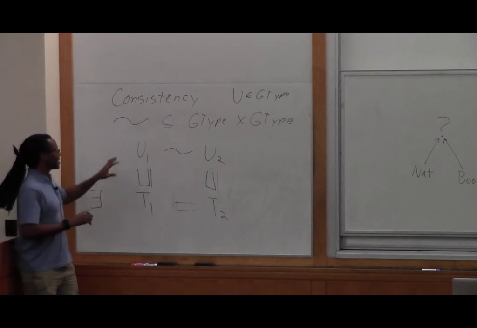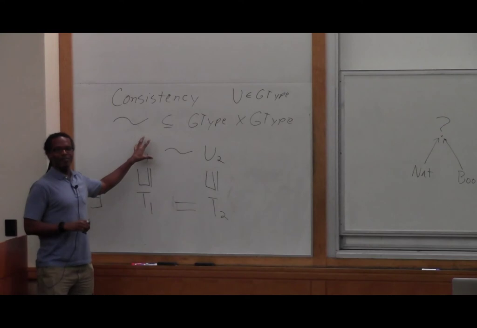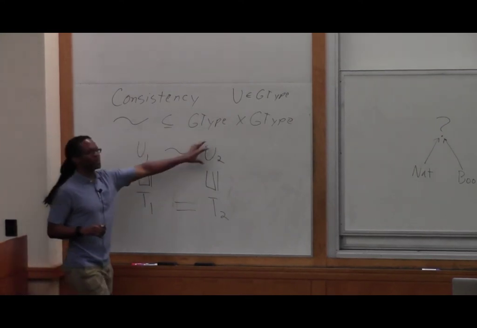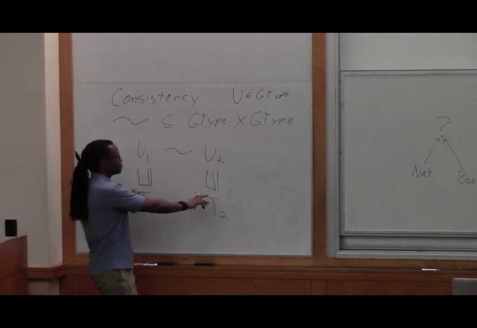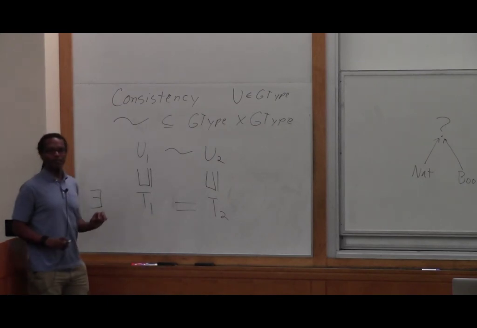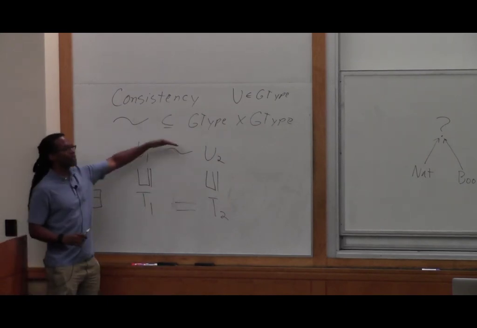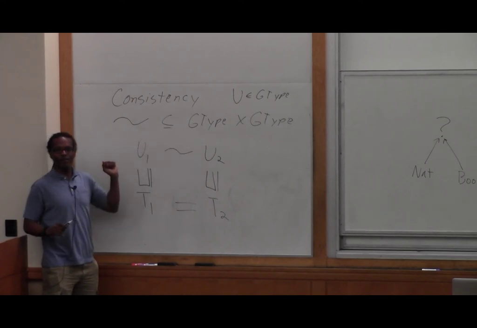So the idea is, in my mental model, this is a bubble of static types, and maybe one of them works out. And this is a bubble of static types, and maybe one of them works out. And the question is, do these two bubbles in some way match up according to equality? I've lifted the idea of equality to consistency.